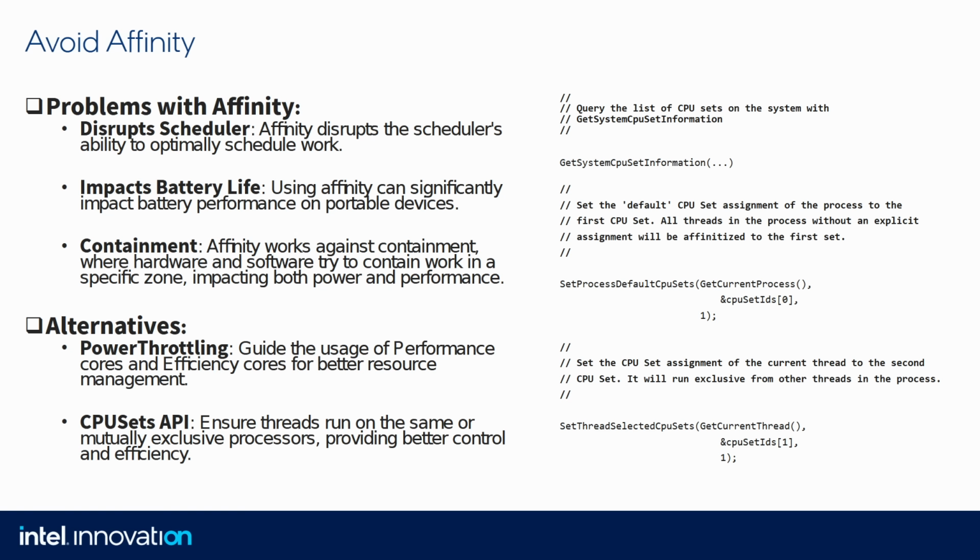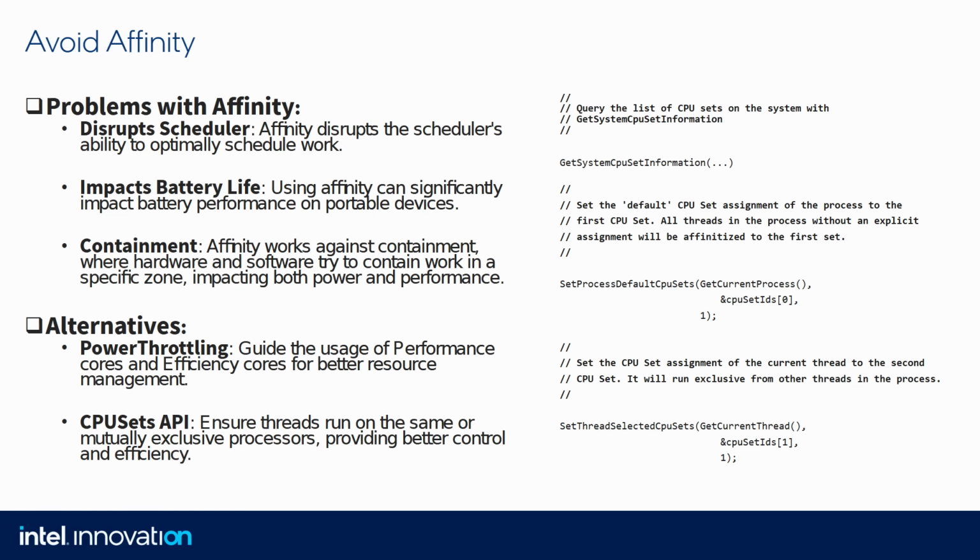And then let's take an example for your process. You want to set the first CPU set, so you will pass the array with the first CPU set. In that case, all the threads in this process without any other explicit assignment will be affinitized to the first set. But let's say you want some threads in this process to be affinitized to a set one.